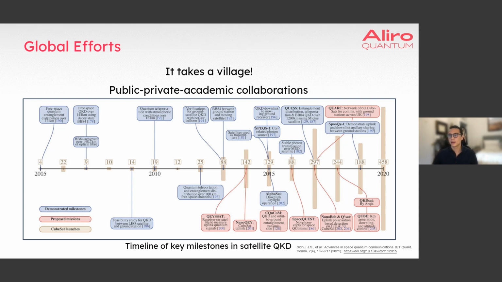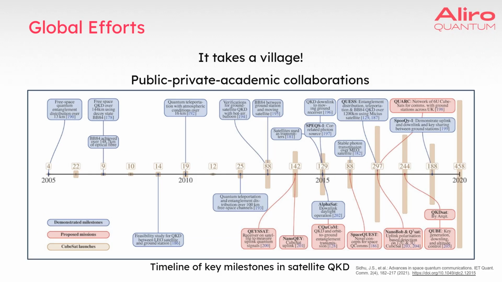So here's a timeline of different global efforts for quantum satellites. The first free space quantum entanglement distribution happened back in 2005, over 13 kilometers. This was a terrestrial demonstration. And then we move all the way to 2020, and we can see, in brown here, how many CubeSat launches have been done. CubeSats, these are small, low Earth orbit satellites.